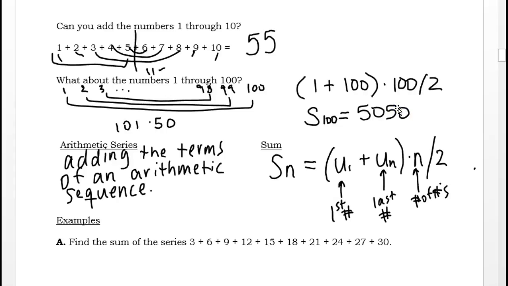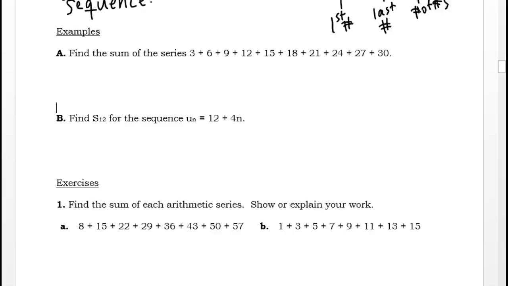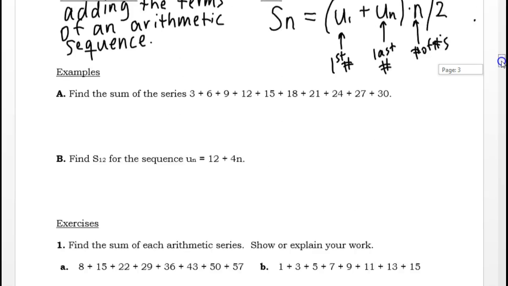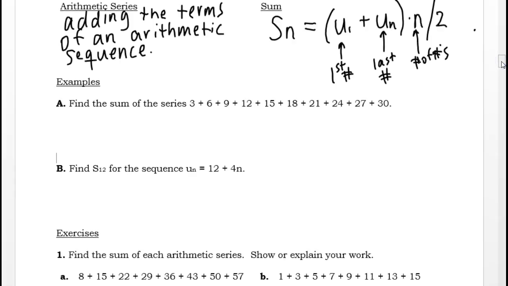So we're going to use that formula to help us answer 2 more examples. Example A says find the sum of the series 3, 6, 9, 12, 15, 18, 21, 24, 27, and 30. So that same idea, 3 plus 30 would be 33. 6 plus 27 would be 33. 9 plus 24 would be 33. As long as that sequence increases by the same value every time, this formula will work.